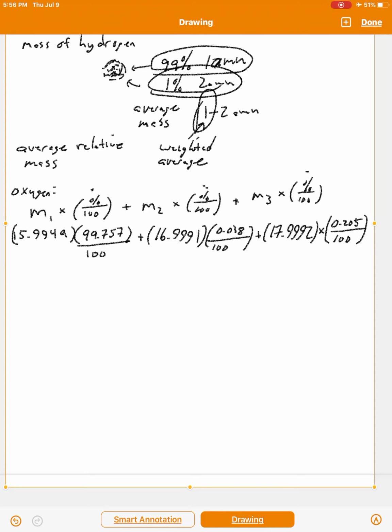Those 3 percentages should add up to 100. If there were only 2 isotopes, we would just add 2 terms, not 3. If there were 4 isotopes, we'd add all 4. If there were 5 isotopes, we'd add all 5. For oxygen, there are 3. Okay? So let's go through the calculation here.